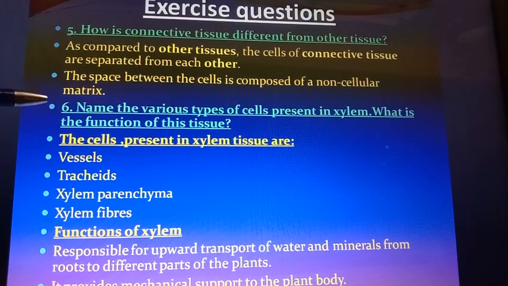Next is, name the various types of cells present in xylem. What is the function of xylem tissue? So the cells present in xylem tissue are vessels, tracheids, xylem parenchyma and xylem fibers. And what is the functions of xylem tissue? First function, it is responsible for upward transport of water and minerals from roots to different parts of the plants. And second function, it provides mechanical support to the plant body.